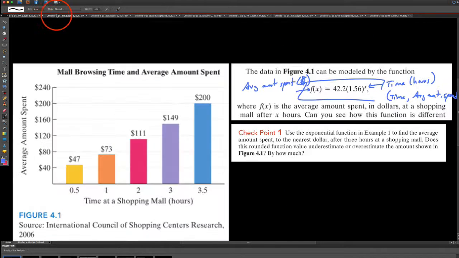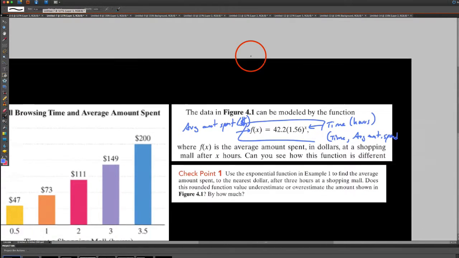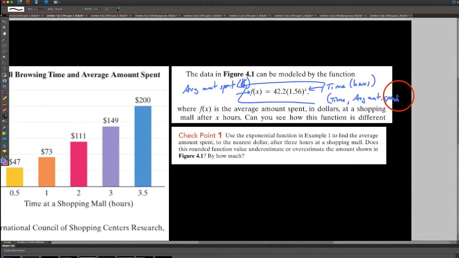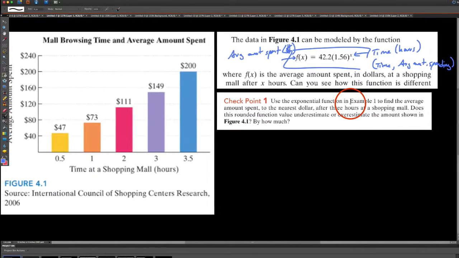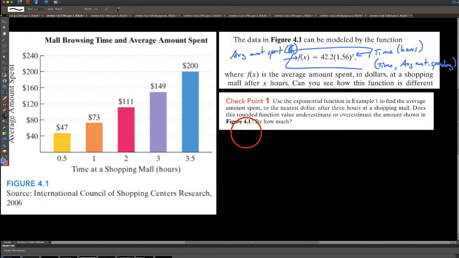So what we're going to do here, there we go. Average amount, let me see if I can slide to the right here. Spending. And that would be our y value on our point here. So now what I want to do is this. I want to use the exponential function that we're given here to find the average amount spent to the nearest dollar after 3 hours at a shopping mall. And I want to know, does this rounded function underestimate or overestimate the data that we have over here?